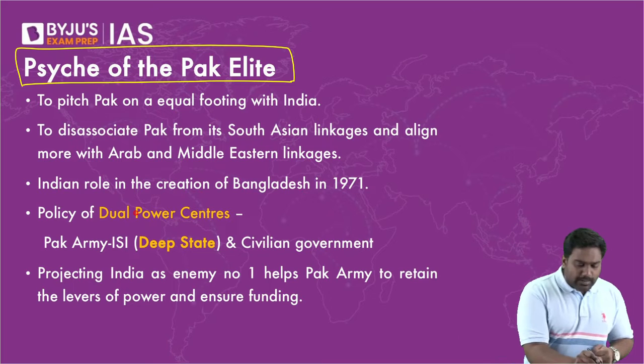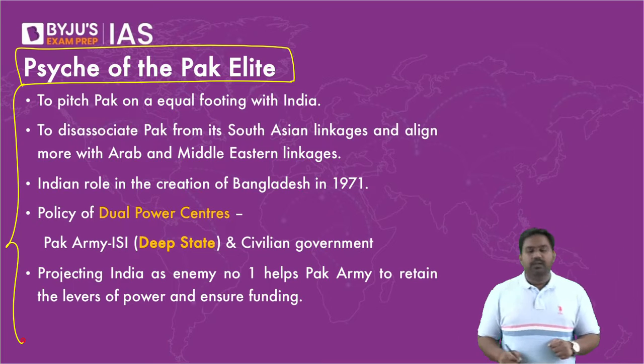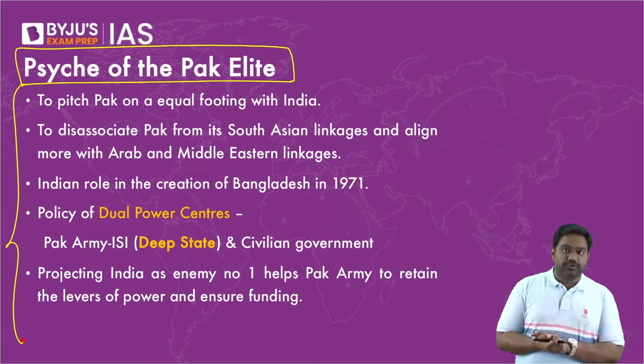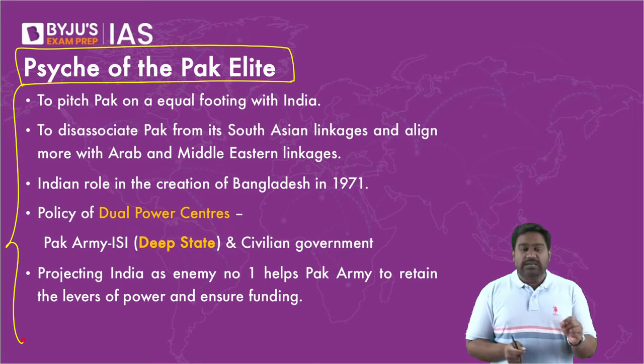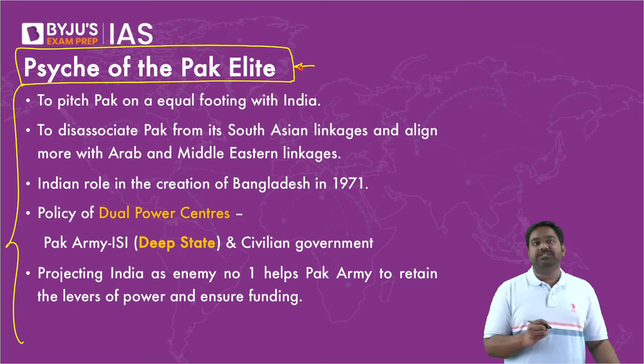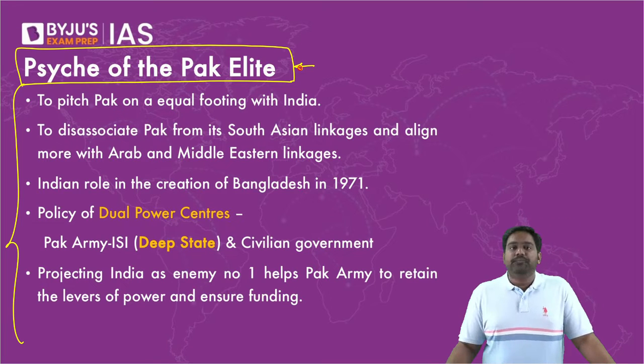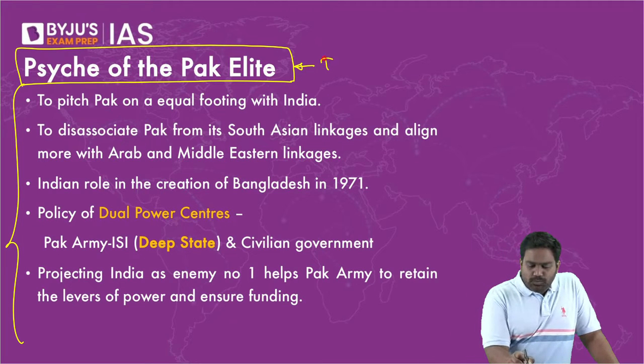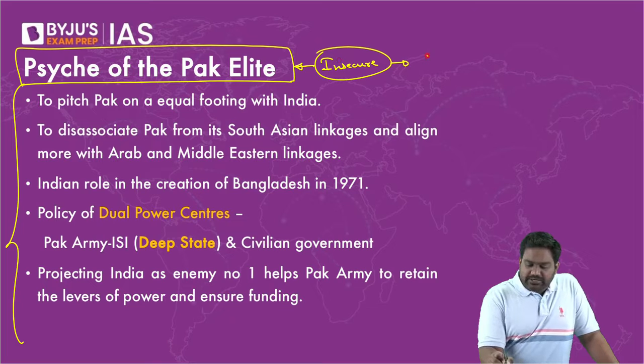Let me explain why it is obsessed with India. Why India is Pakistan's biggest obsession. To understand this, you have to look at the mindset of the Pakistani leadership. The psyche of the Pakistani elite is something we need to assess from the 1950s till date. The Pakistani leadership from the beginning felt very insecure about its large neighbor, India.